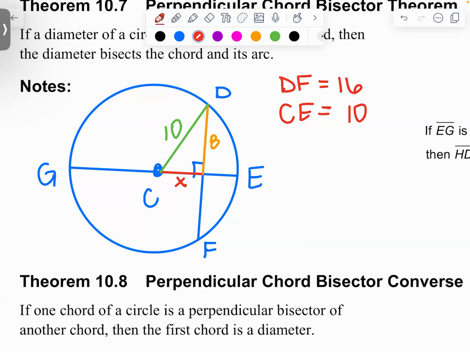Okay, so why can we do that? We know CE is 10. That's our radius. So we can draw as many radii as we want to, but only one actually helps us, right? Because if we draw this radius and we know it's 10, what do we have? We have a right triangle where we can use the Pythagorean theorem to get.